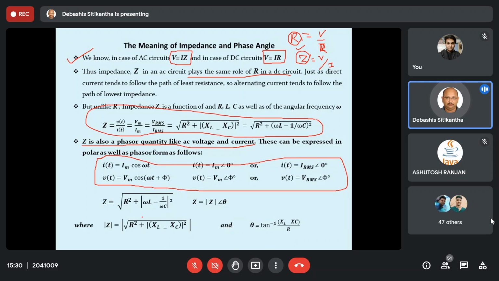Now, as I told you, Z is somewhat a phasor quantity. If it is a phasor quantity, then it must also have some angle relationship. So let us try to find out the angle relationship. The magnitude of this Z is the square root of R square plus (XL minus XC) whole square. Now, the angle part can be written as tan inverse of (XL minus XC) by R. In a similar manner you can also write it. Doesn't matter anyway.